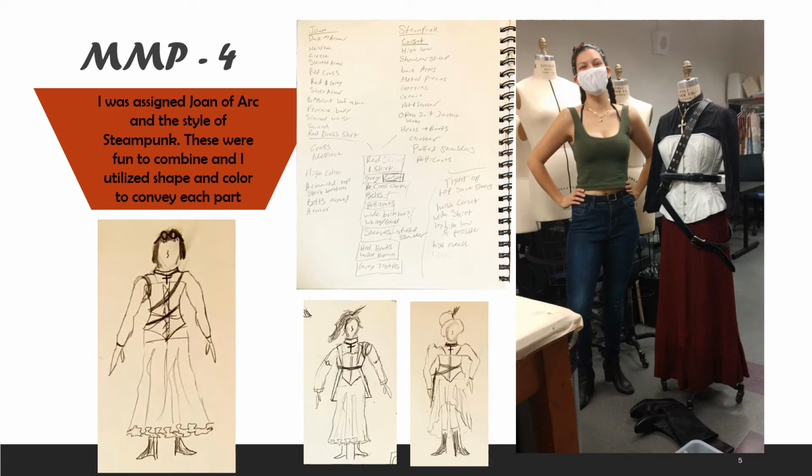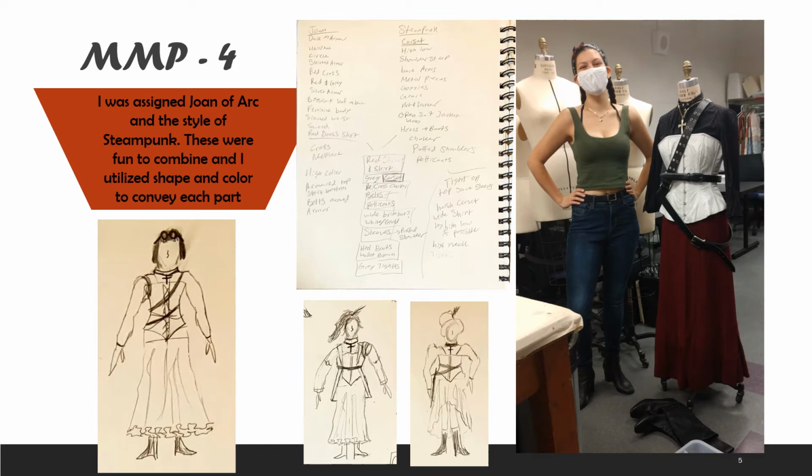So when we had our research time, I separated my research into research for Joan, research for steampunk, as you can see in my notes, and then for the sketching portion, I pulled elements that I had found in both of these and just tried different combinations of them.